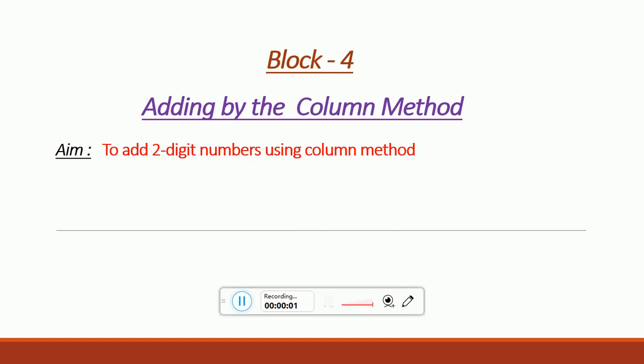Good morning children. Today we are going to learn in block 4 adding by column method. So the aim of today is to add 2-digit numbers using column method. If someone asks you how many girls and boys are there in the grade 3, what do we do to find the total number of students? Yes. To find the total number of students in the class, we add the number of boys and the number of girls. Today, we will learn to add two numbers using the column method.